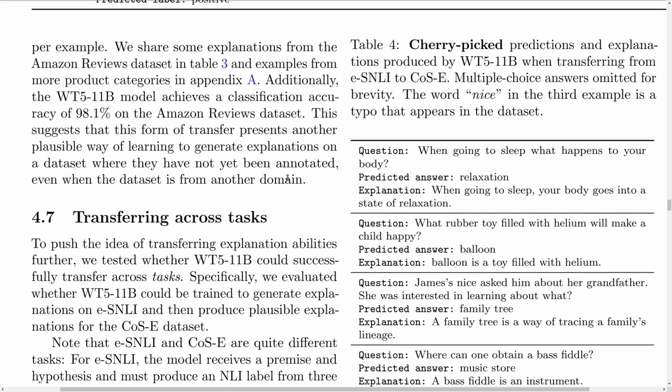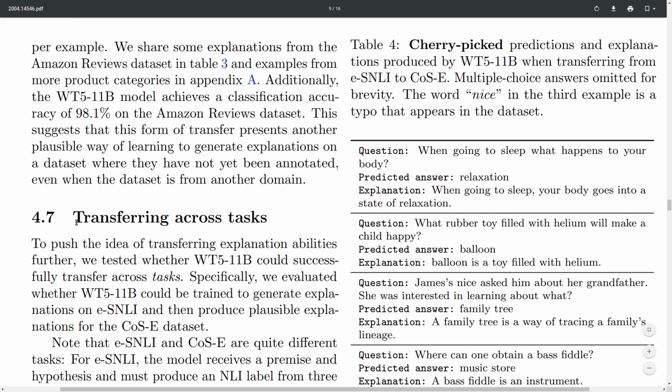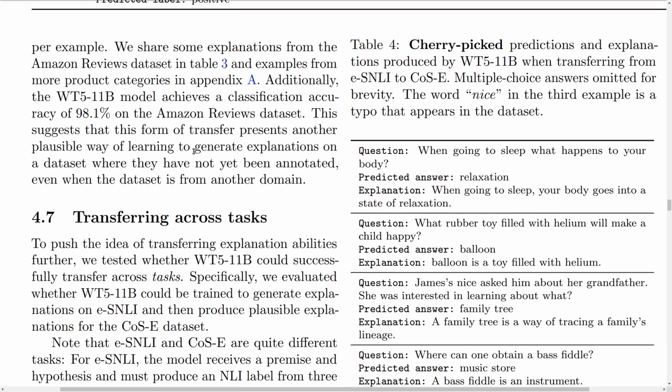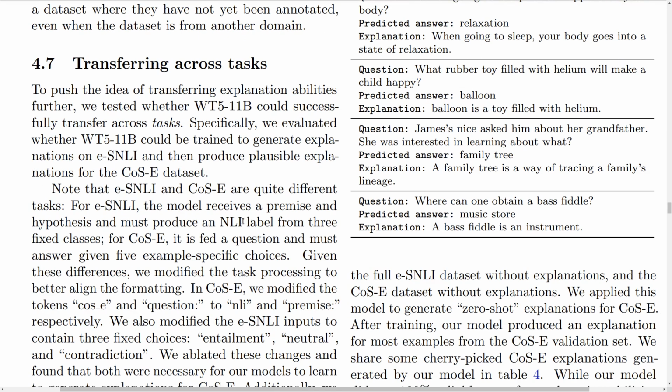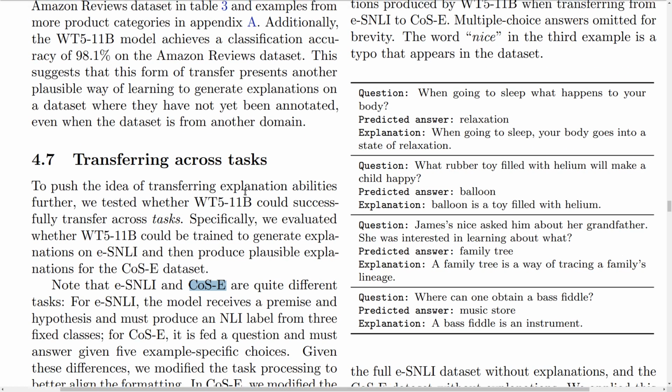Then finally, probably more interestingly even, is transferring across tasks. So in this scenario, they actually don't just transfer across datasets in the same domain, but even across different tasks. And here in particular, what they do is they fine-tune a model only on the ESNLI dataset, which is the inference dataset. And then they test on the CoS-E dataset, which is the open domain question answering dataset, to see if you can still generate reasonable explanations without having seen this one. So actually this is quite a big gap between the datasets, and this is kind of like a zero-shot explanation generation.